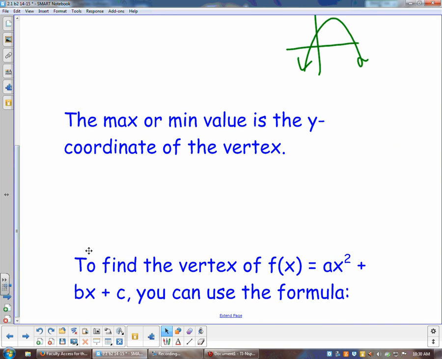Okay, so the maximum or the minimum value is the y-coordinate of the vertex. So if I ask you to find the minimum or maximum value, I'm only asking for the y-coordinate of the vertex, not the whole vertex. All right.